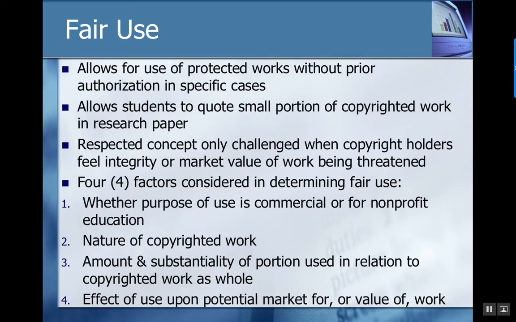What's the nature of the copyrighted work? The amount and substantiality of the portion used in relation to the copyright work as a whole. So, quoting something is one thing. Basically, taking 2/3 of it is a whole nother one. And then finally, the last piece is the effect of the use upon the potential market. Does it change the market for that material?